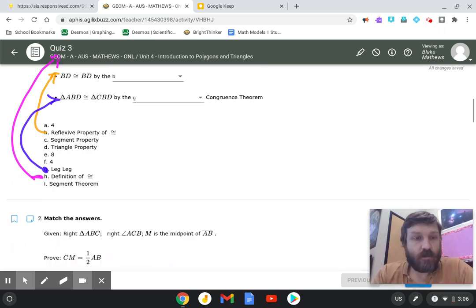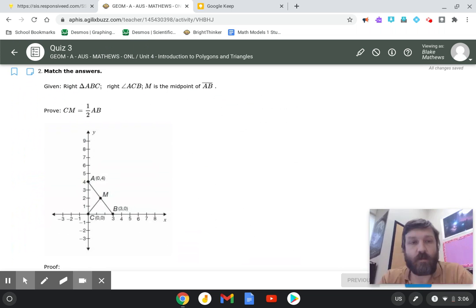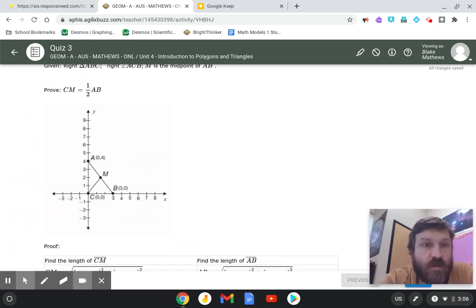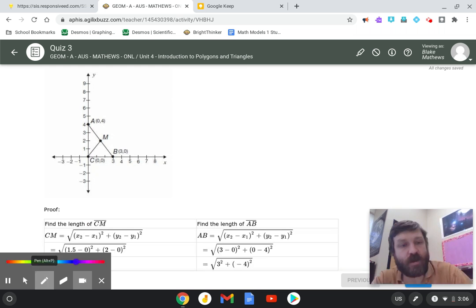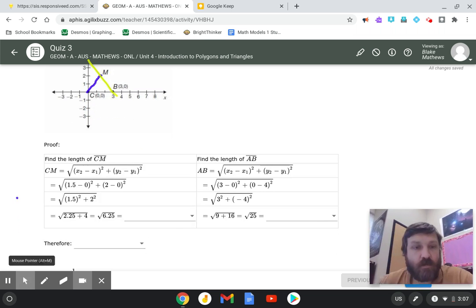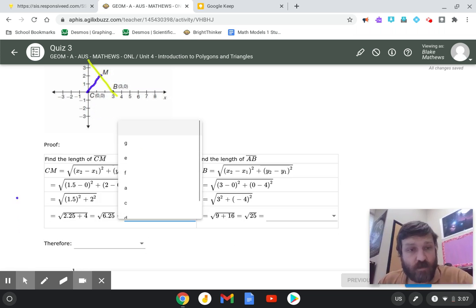All right, so we jump down here and we have another one. Given triangle ABC, right angle ACB, M is the midpoint of AB, prove that CM is half of AB. So we have to prove that CM is half of AB. So they went ahead and did most of the work for us. We just have to go ahead and calculate what the square root of 6.25 is.